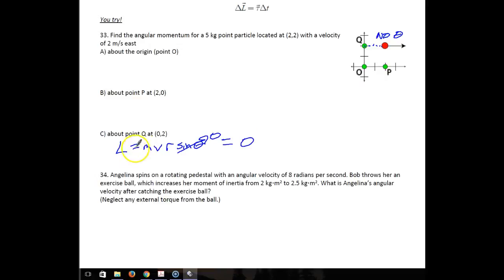So 3 ways to think about angular momentum. It's the same particle moving with the same linear speed, but depending on where we stand, that changes the angle. So that's a little bit more difficult concept. You might have to go back and repeat that a couple of times.